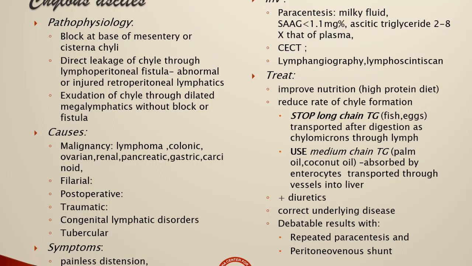Number two, high protein diet. Along with that, add diuretics. Add diuretics to the patient, correct the underlying disease, and there are debatable results with repeated paracentesis or peritoneovenous shunts. These are not methods which are in common usage.